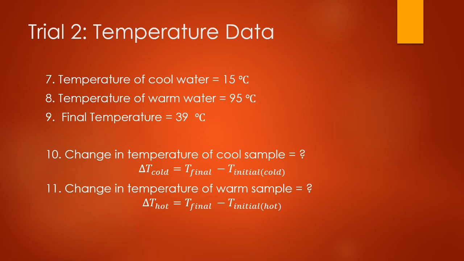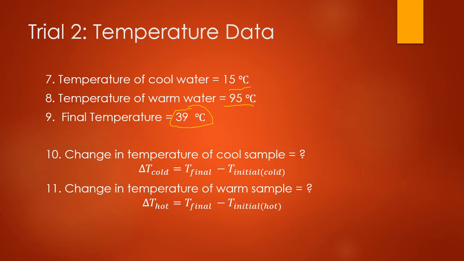Next, here's your temperature data. So now we have the temperature of the cool water being 15 degrees Celsius, a little bit colder than in the last example. The temperature of the warm water is 95 degrees Celsius, a little warmer than in trial 1. Once those two were mixed together and the heat transfer was complete, we get a final temperature of 39 degrees Celsius.